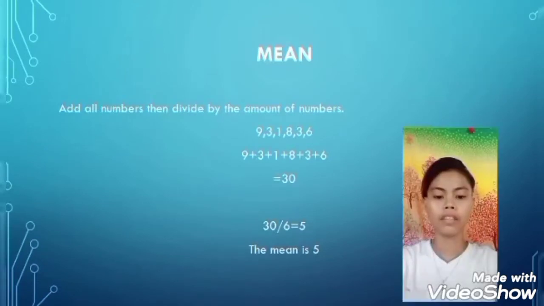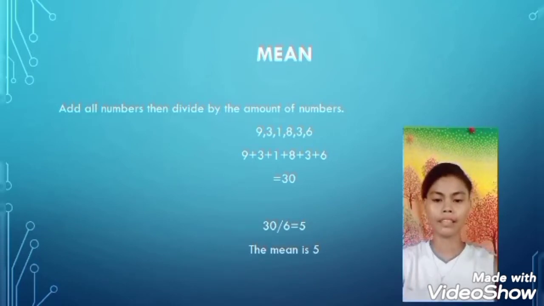To get the mean, you need to follow this: add the numbers, then divide by the amount of numbers. This is an example of the mean: 9, 3, 1, 8, 3, 6. 9 plus 3 plus 1 plus 8 plus 3 plus 6 equals 30. And 30 divided by 6, where 6 is the number of given numbers, is 5. Now, the mean is 5.